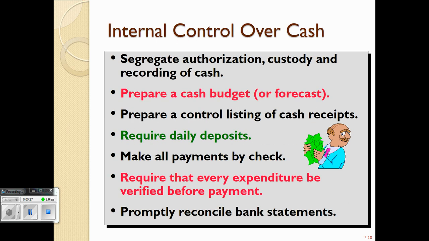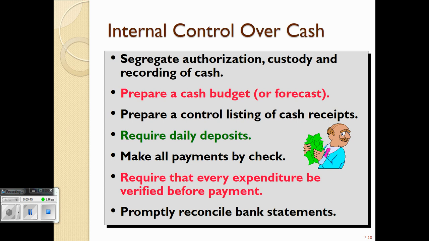Some internal cash controls you can use, and big companies do this really well. One is they segregate authorization, custody, and recording of cash. Go back to chapter 1. Remember how we had the treasurer and the controller? One person held the cash, the other one had the records.